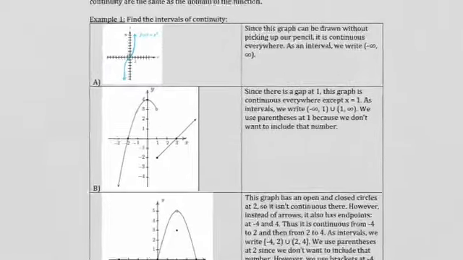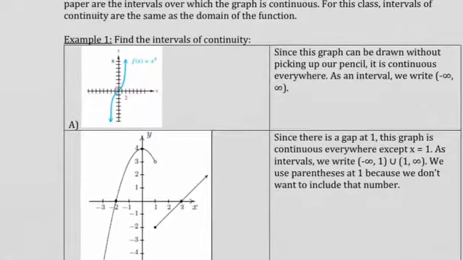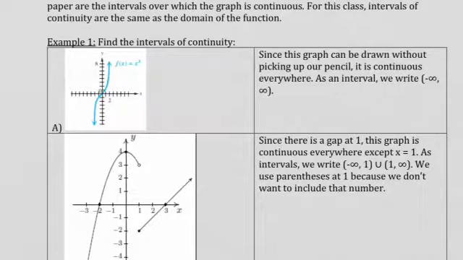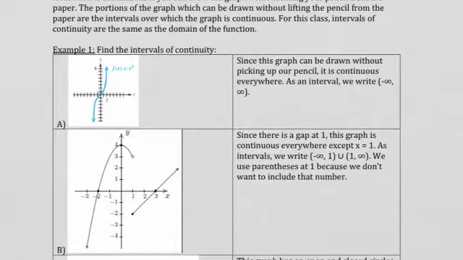Alright guys, so now we are going to study section 2.1, graphs of basic functions and symmetry. In example number 1, it's all about whether a function is continuous or not, and let's take a look at the different examples. In example 1a, what do we have?